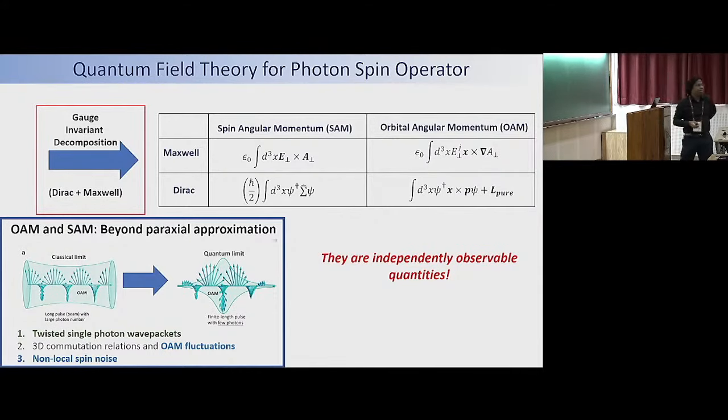How are you distinguishing between classical and quantum limit? Because what is the difference in terms of commutation itself? Or are you saying the commutations which you were showing in the previous slide are the same in both of them, or what is it? Yeah, so let me clarify.